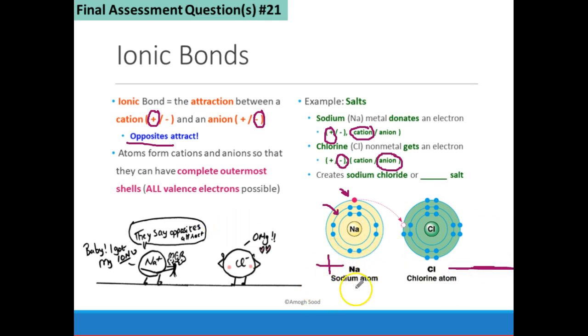And because we have a positive and a negative next to each other, they are now extremely attracted to each other. So they bond together and create sodium chloride, otherwise known as table salt. All right, this is just regular old table salt.